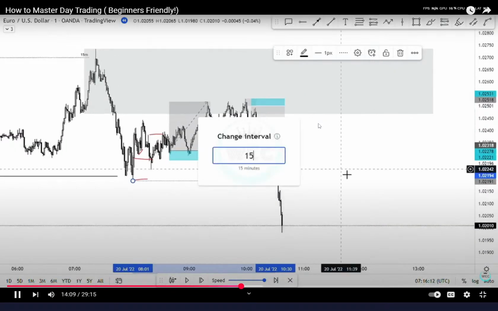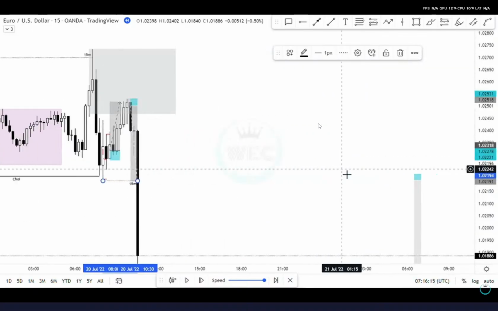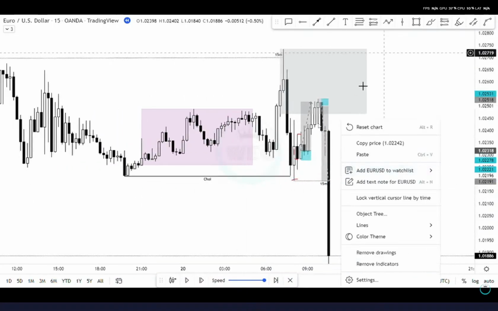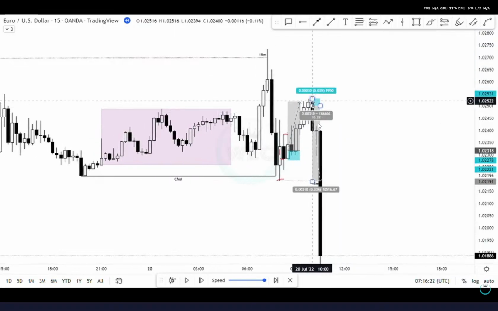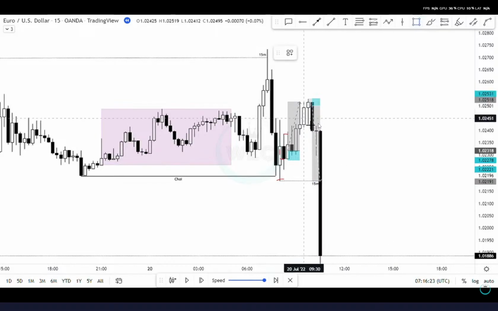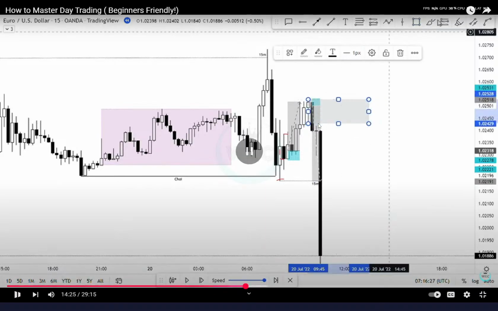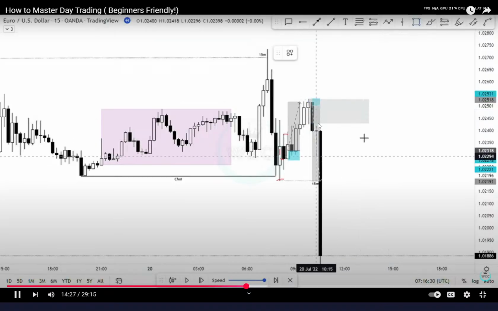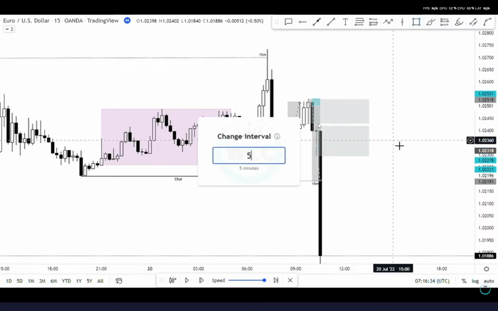Okay, so yeah, we are done with the top one. Let me just clear this one and let's focus on whatever is here. In here, the supply zones I had were here, right? And the second one was here. I'm going to refine them on the 5 minutes.